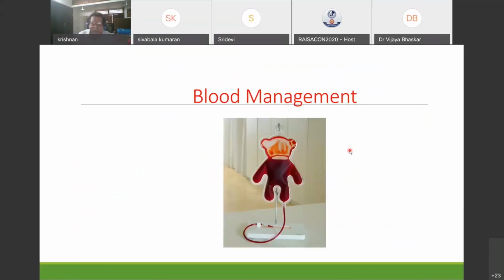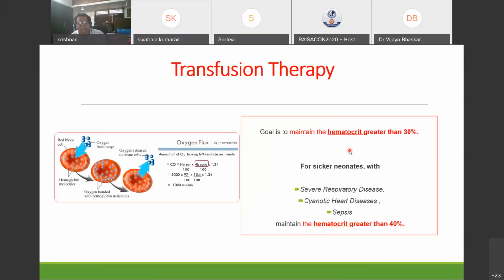Okay, that is about fluid management. All your queries will be clarified at the end. We'll finish up with blood management. I'm not going to go into the depth. I'm just going to tell you only a few basics about blood transfusion in pediatrics.